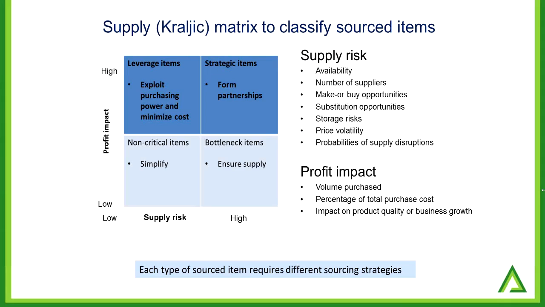There are some bottleneck items which are maybe very specialized ingredients or items which are needed for a particular food product where supply risk is high. Profit impact may not be that high if there are potential substitutes, but they are bottleneck items. And there will be certain items where the supply risk is extremely high, and at the same time profit impact is high. These are the core ingredients or the core raw material for any food company.